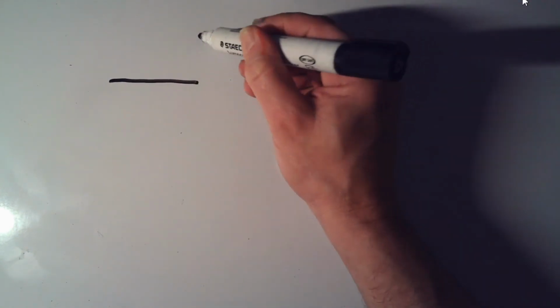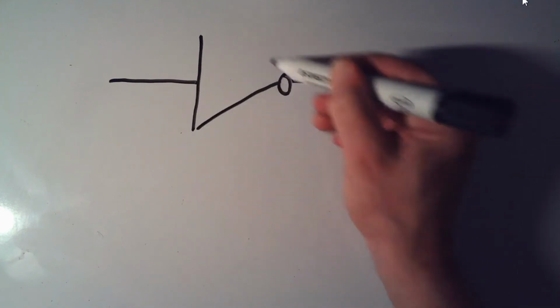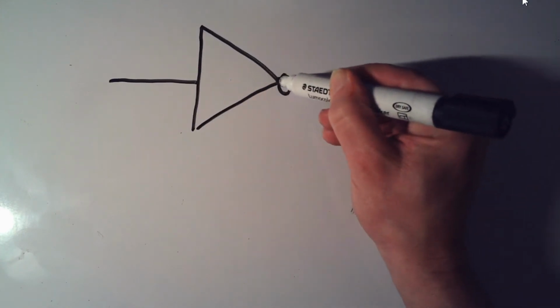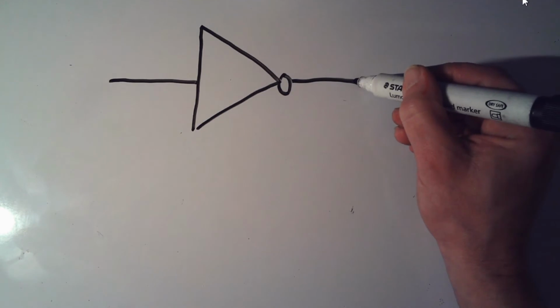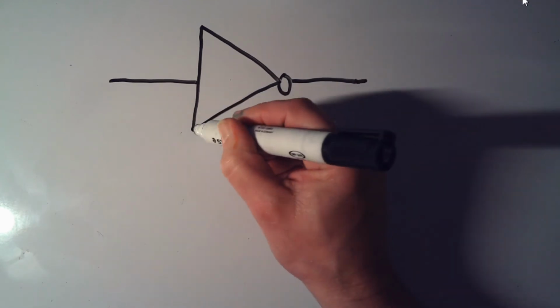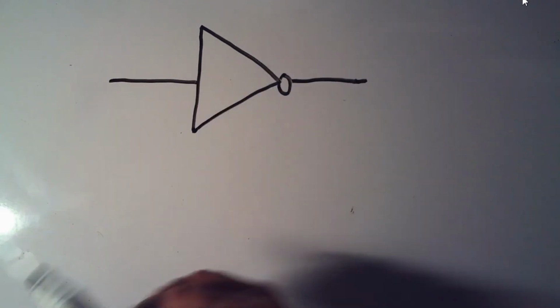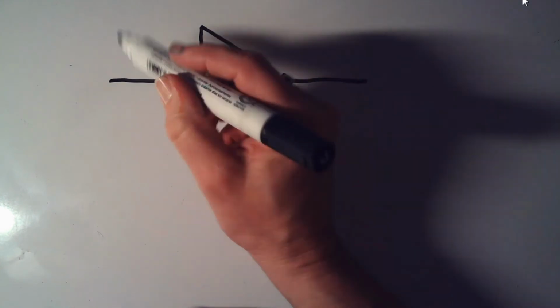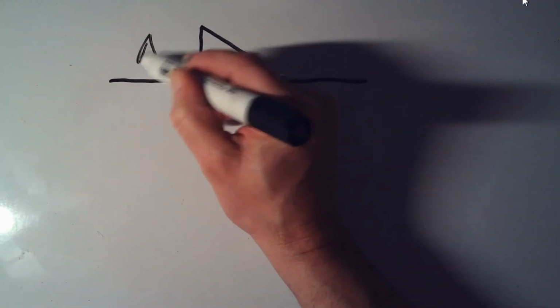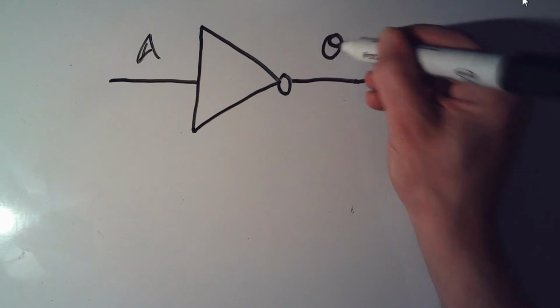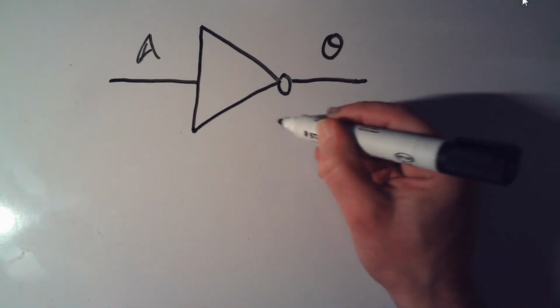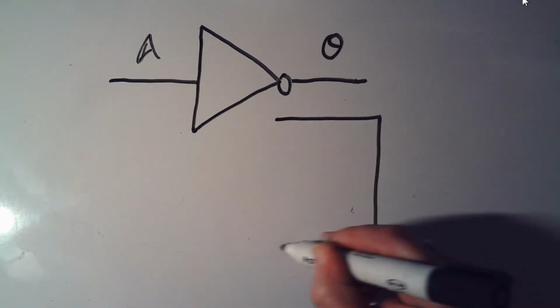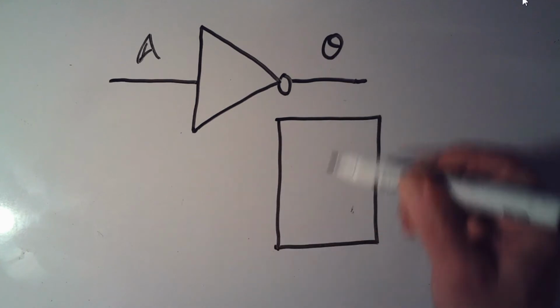Okay, so the NOT gate's very simple. A single input, a triangle with a circle at the end. Very important to remember the circle, because if you forget the circle, then in actual fact you're representing a different type of component. So it's very important to remember the circle. I'm going to put A as our single input and Q as our output. And let's draw our very simple truth table for the NOT gate.